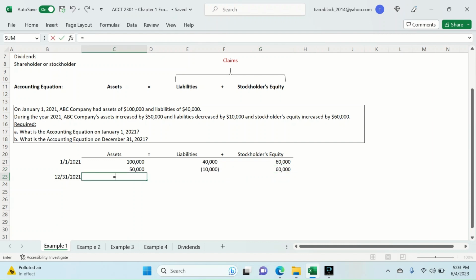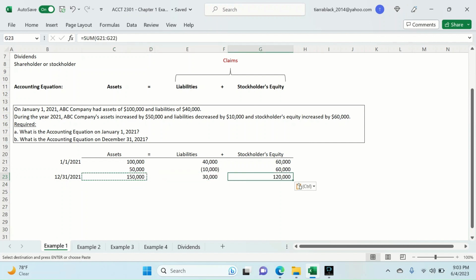Now all we need to do is figure out the total for December 31st, which is taking the January 1st balance of assets, in this case, plus the change, which gives us our total. So we had $100,000 on January 1. Assets increased by $50,000 during the year. So now we have $150,000 at the end of the year.